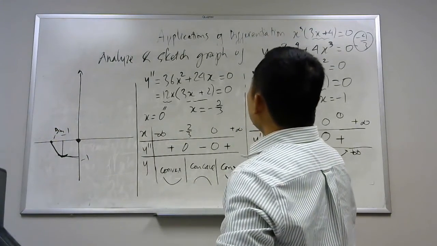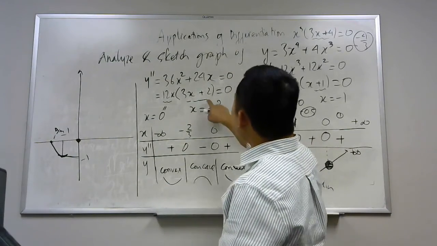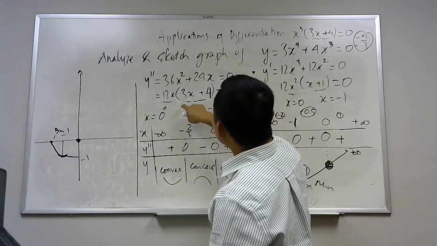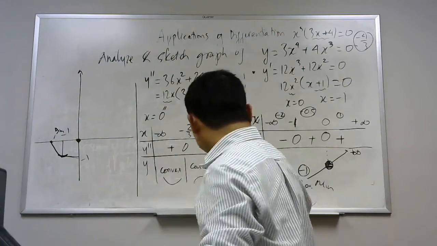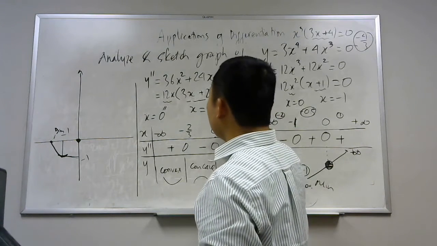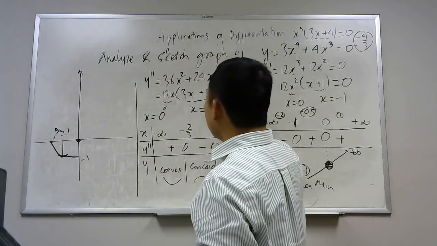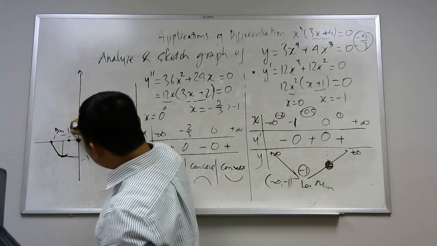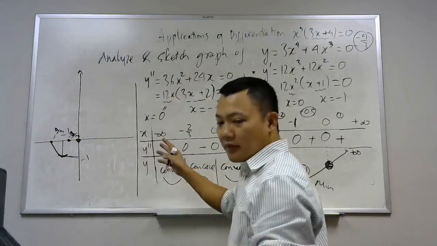Oh my goodness, I see something wrong here. This should not be 2, this should be 4. No, it should be 2, sorry. So negative 2 thirds. Where is negative 2 thirds? Negative 2 thirds is bigger than negative 1, so here is negative 2 thirds. At negative 2 thirds, the function changes convexity to concavity.